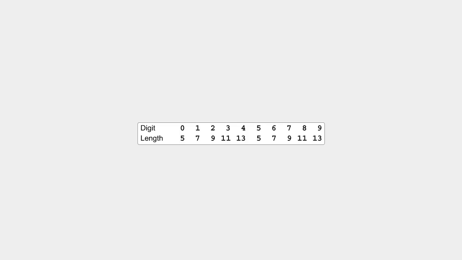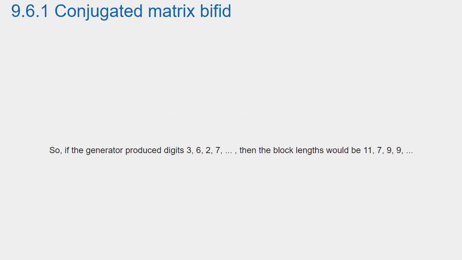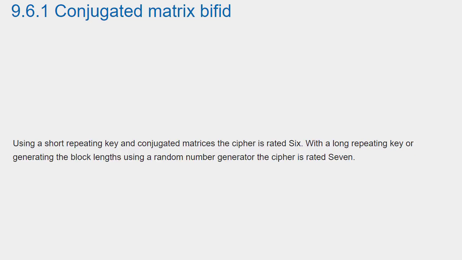One way is to vary the block length using a repeating numeric key such as 5, 11, 7. The block lengths would be a cyclic repetition of this key, namely 5, 11, 7, 5, 11, 7, 5. If you prefer, you can generate the block lengths by using the chained digit generator and translating the digits to odd block lengths. One possibility is: so if the generator produced digits 3, 6, 2, 7, then the block lengths would be 11, 7, 9, 9.